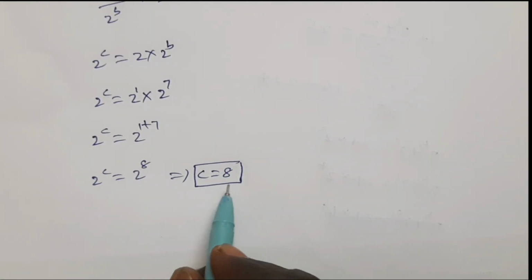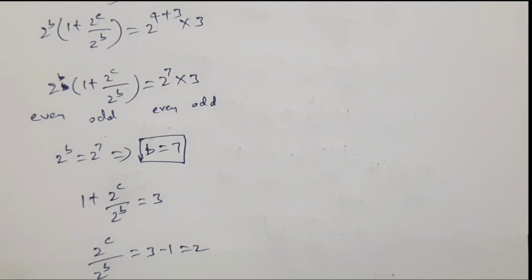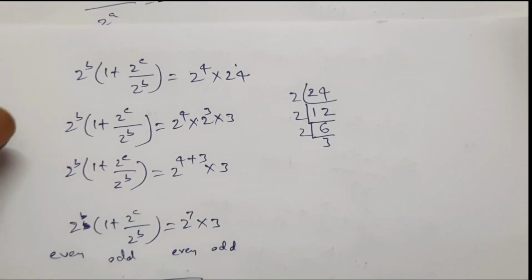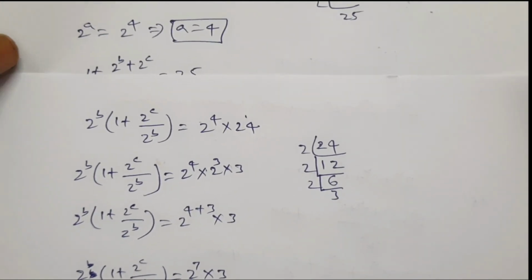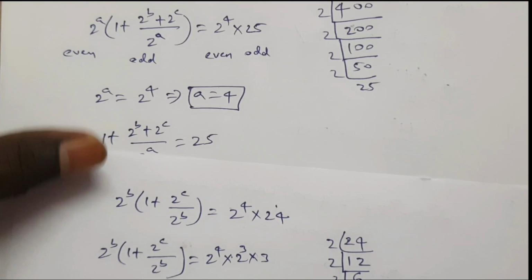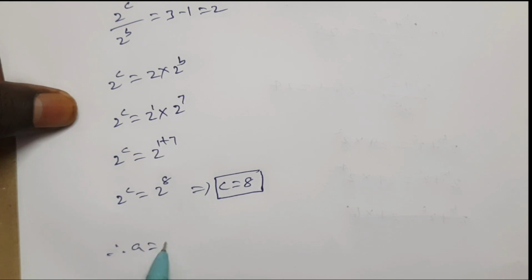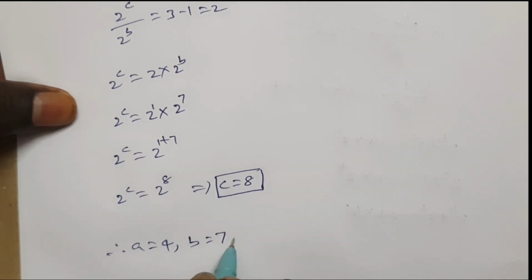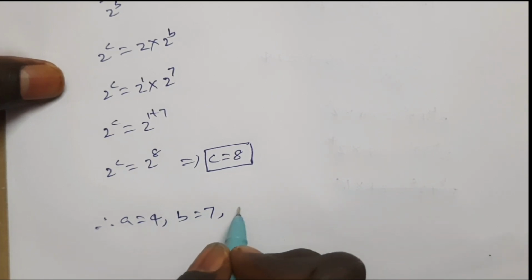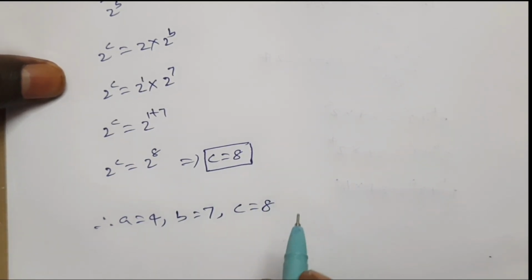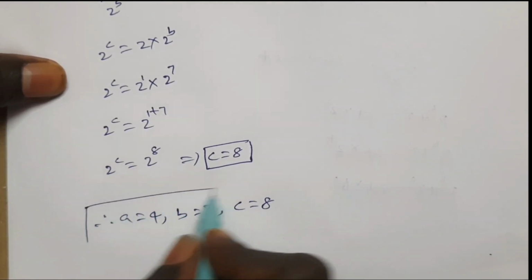సో ఇక్కడ c ఈజ్ ఈక్వల్స్ టు 8, ఇక్కడ b ఈజ్ ఈక్వల్స్ టు 7, ఇక్కడ a ఈజ్ ఈక్వల్స్ టు 4. సో అప్పుడు therefore a ఈజ్ ఈక్వల్స్ టు 4, b ఈజ్ ఈక్వల్స్ టు 7, c ఈజ్ ఈక్వల్స్ టు 8. సో ఇది ఆన్సర్.